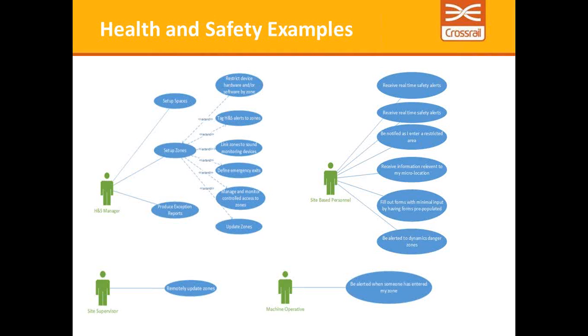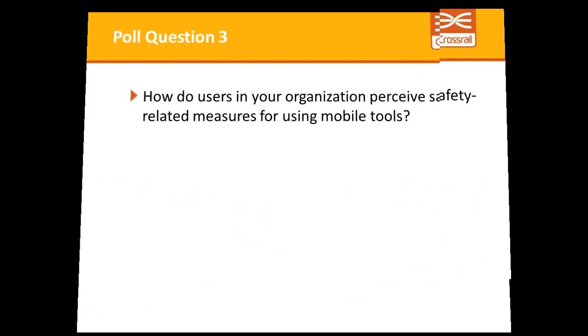I want to be alerted to dynamic danger zones, things that might change, as they change. If I'm a site supervisor, I might want the ability to remotely update zones via an app. If I'm a machine operative, I want to be alerted when somebody has entered a dangerous zone around my vehicle.